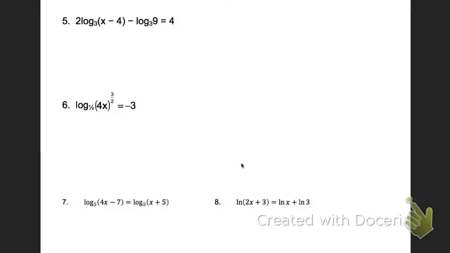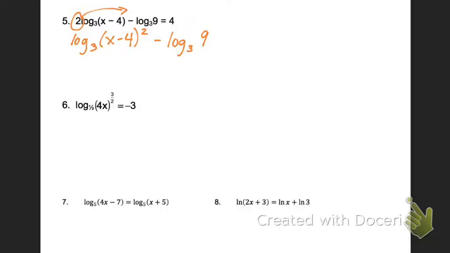Okay, number 5, have log on one side. So go ahead and try condensing number 5. If I'm condensing, the first thing I want to do is bring this power up. So log base 3 of (x minus 4) squared minus log base 3 of 9.